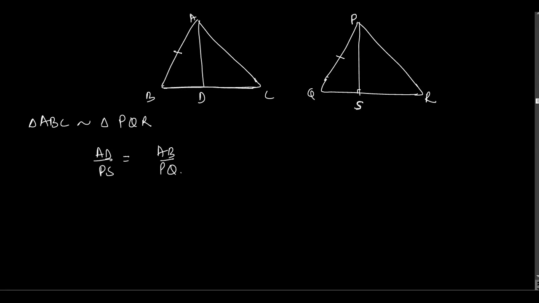What, sir? Can you repeat your question? I'm asking that when two triangles are similar, we usually write their proportionate sides, means AB upon PQ is equals to BC upon QR is equals to AC upon PR, but we don't write their altitudes. So will the altitude be also equal or not?